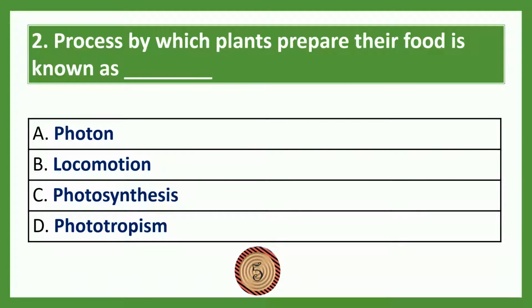Leaves prepare food for the plants. Stem keeps the leaves in light. Root absorbs water from the soil. And fruit contains seeds.